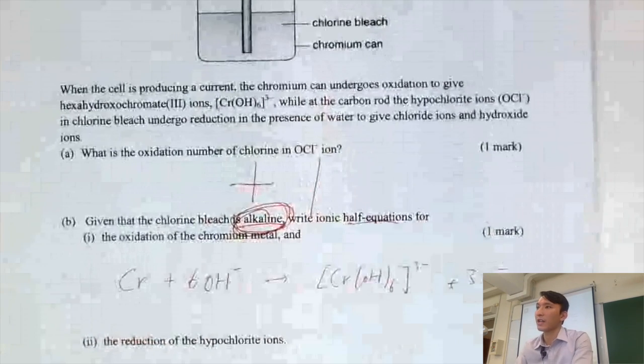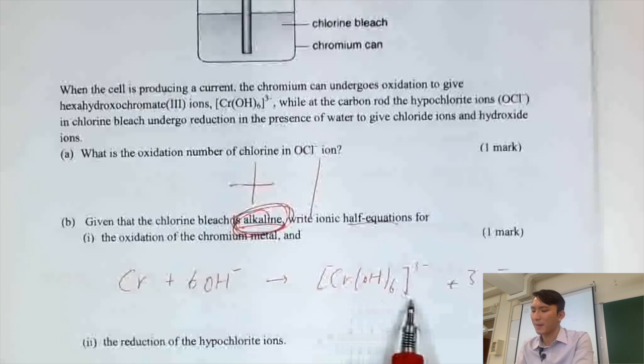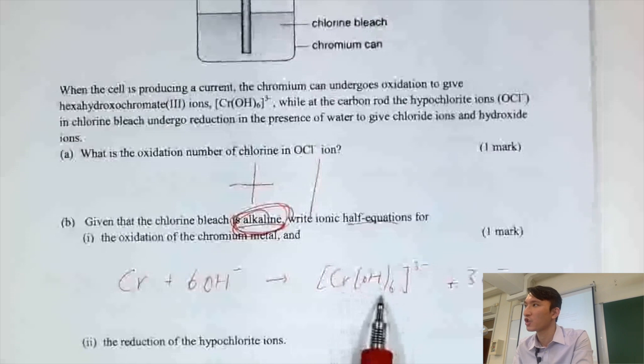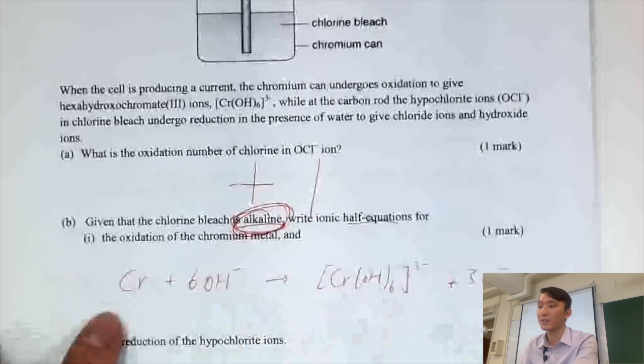So you cannot use H plus and H2O. And plus the fact that it does not form Cr3 plus only, it forms this complex ion. So you have to follow through. But I think it should be quite obvious, right? You don't have OH, but you can add OH minus. So you should add OH minus to balance. So just like this. All right?